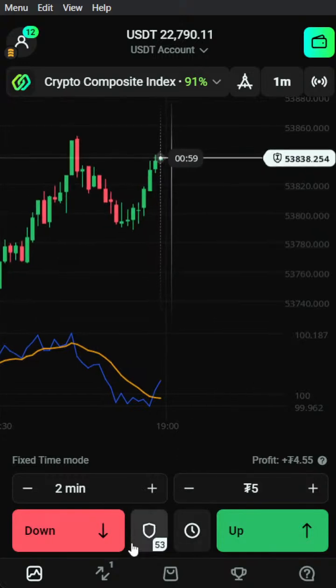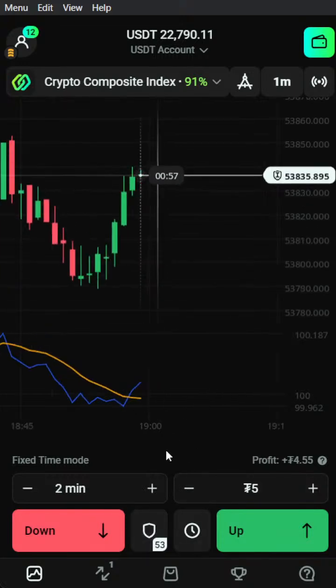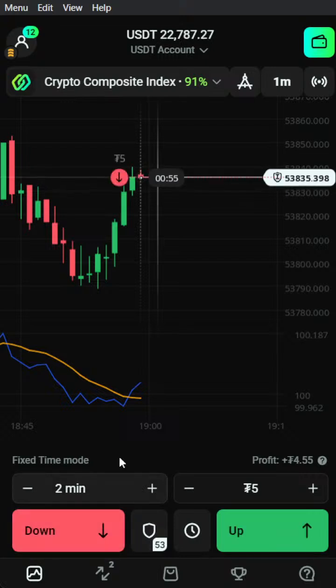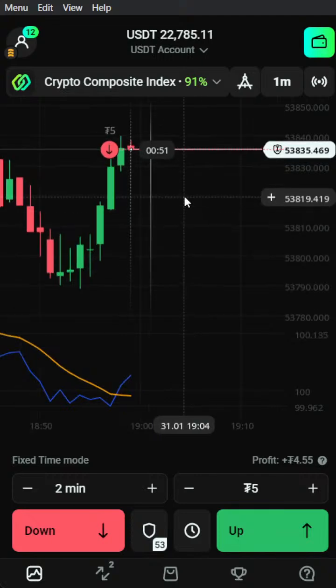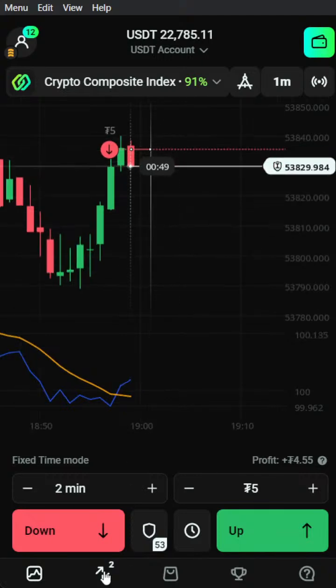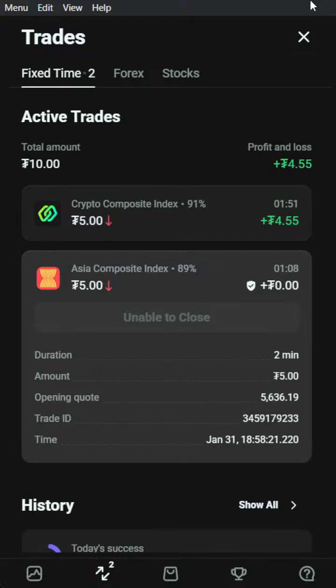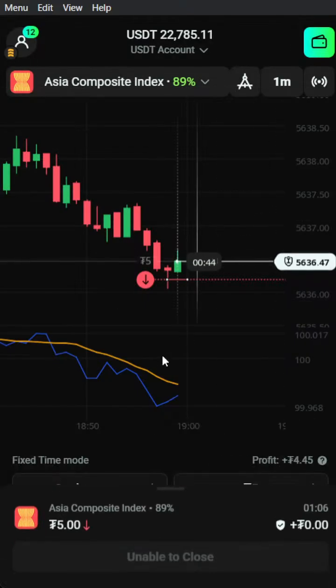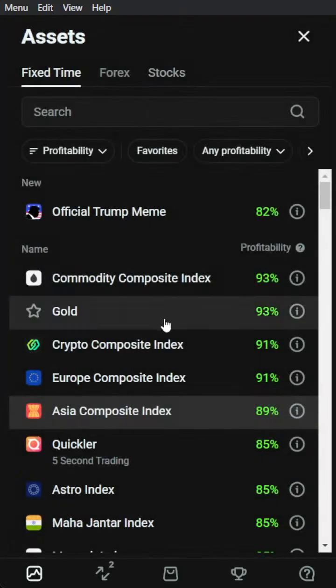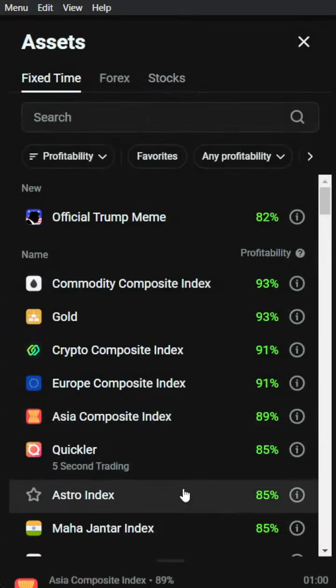Okay, this is saying that it's crossed below and it's going downwards. The color of the candle is red. Crypto says downtrend. I have made a downtrend. What happened to Asia? Some fluctuations, but that's fine. Let's hope for the best.